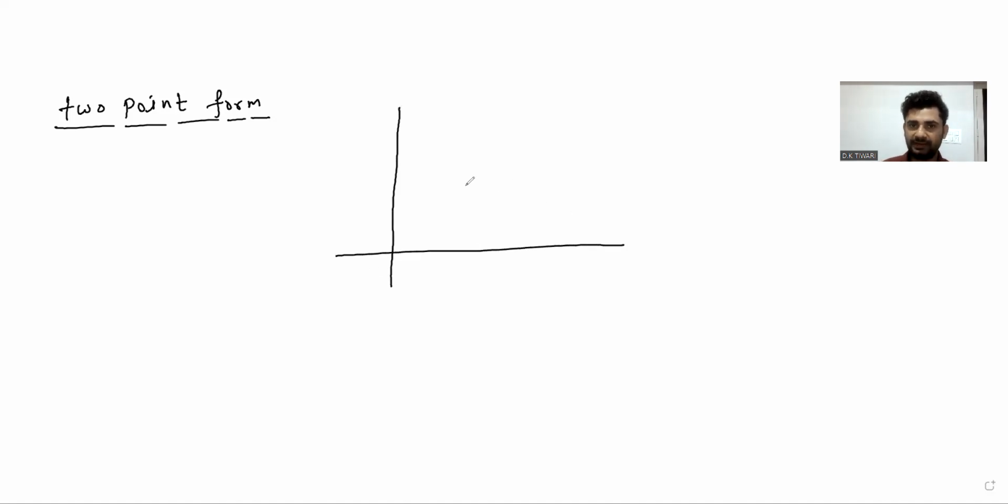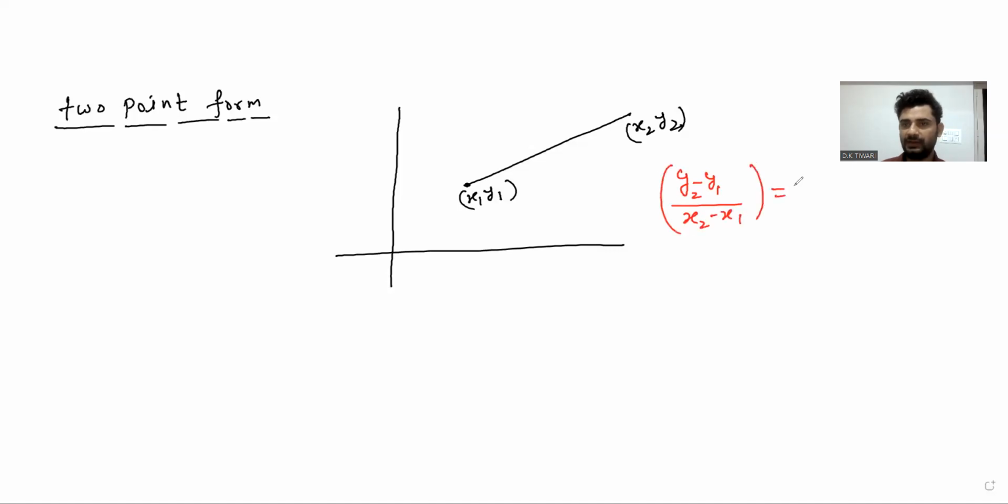which is the 2-point form of a line. Now, 2-point form means basically 2 points are given. Let this coordinate be x1 comma y1, and let that coordinate be x2 comma y2. So if 2 points are given, how do we find the slope? Very simple. As in the previous concept, the slope will be y2 minus y1 divided by x2 minus x1. That is nothing but the slope of the line.